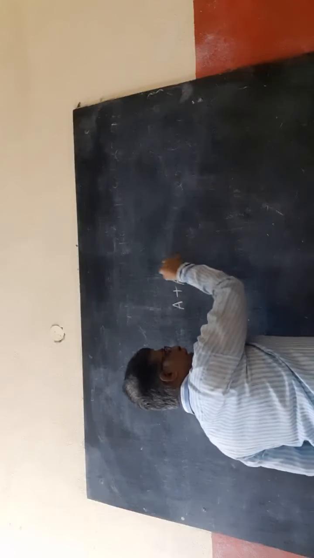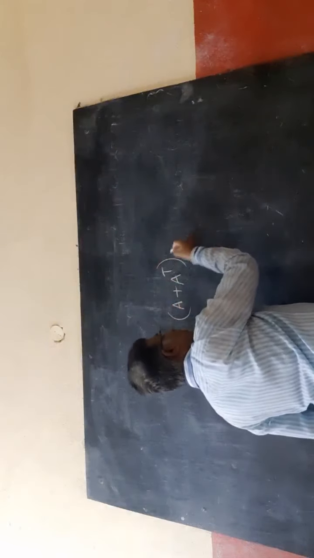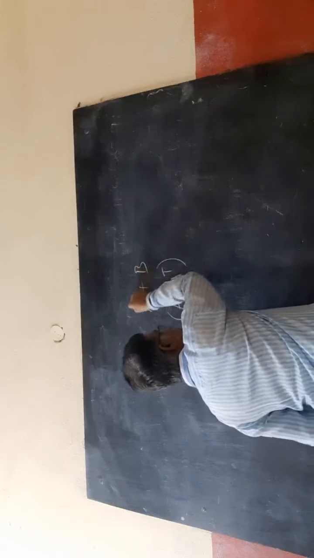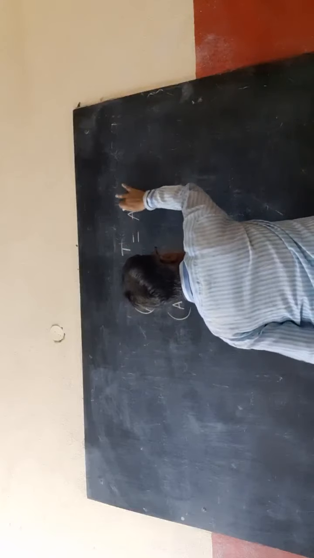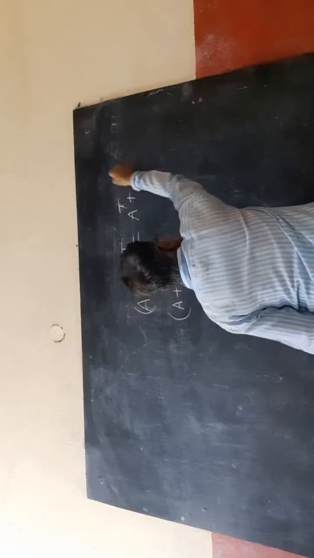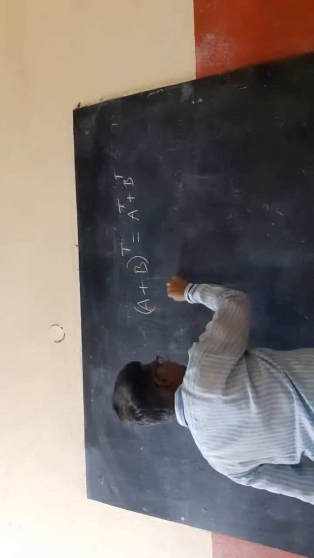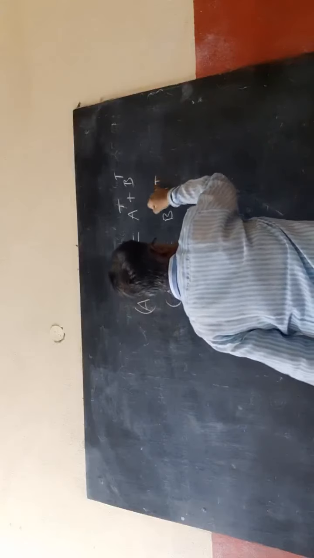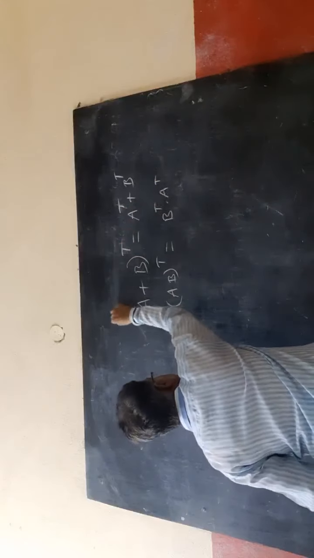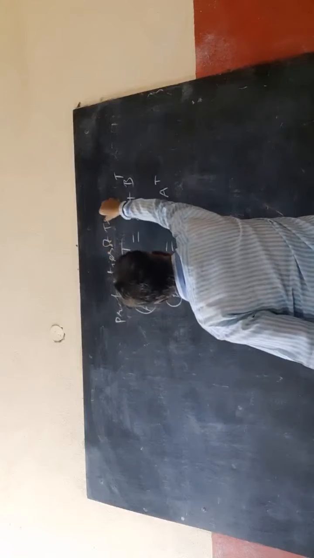A plus A transpose is always symmetric. What is symmetric? I told A transpose equal to A itself. Then it is symmetric. For example, A plus A transpose if I do, what do I get? Before that, properties of transpose: A plus B whole transpose always equal to A transpose plus B transpose, and AB whole transpose equal to B transpose into A transpose.